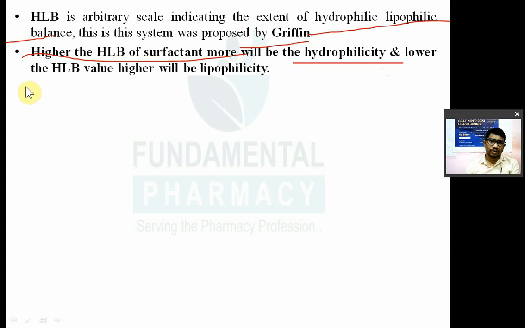Lower will be the HLB value of surfactant, higher will be the lipophilicity. अगर कोई surfactant का value कम है, उसका lipophilicity ज़्यादा है. कोई surfactant का value ज़्यादा है, उसका hydrophilicity ज़्यादा है. जैसे for example oleic acid has an HLB value of 1, तो oleic acid लिपिड है, oil है, so it is the highest lipophilicity. जैसे sodium lauryl sulfate, उसका HLB होता है 40, so उसका मतलब ये होता है कि it is hydrophilic. Are you getting or not, समझ रहा है?